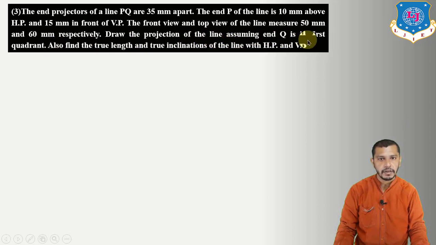Here the quadrant of point Q is already given. Also find the true length and true inclination of the line with HP and VP. So we have to find out the true length and true angle of inclination with HP and VP. So the given data is N projectors of the lines are 35 mm.